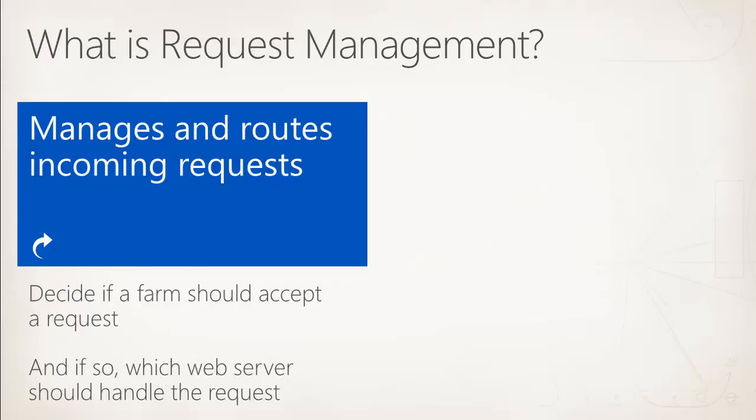If we choose to implement this feature, the first decision that request management is going to make for us once it's in play is to decide if the farm should respond to a request at all. Right? We might want to configure the system to refuse certain types of requests. So that's really the first decision that will be made. And then, if we have chosen to respond to a particular request, we're going to figure out which web server in our environment is going to handle that request and how.